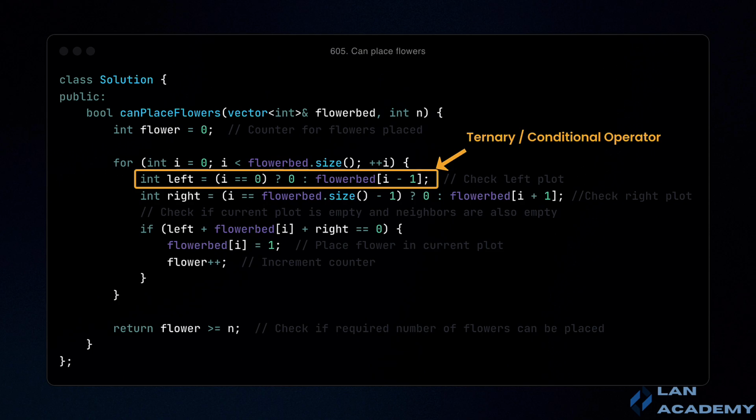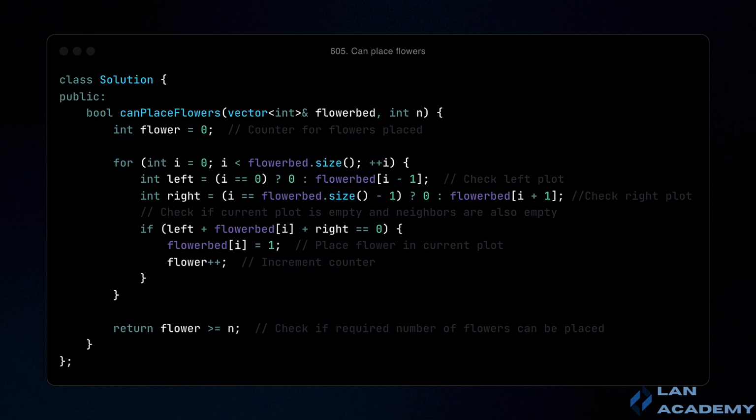Its general form is: if the condition is true, expression 1 is evaluated. If the condition is false, expression 2 is evaluated. This is a way to check if the previous place is empty or not without going outside the bounds of the array, especially for the first element. For the right end of the array, I declared a new integer variable right. If I'm at the last position, i equals flowerbed.size minus 1, there is no position to the right, so I set right to 0. Otherwise, right will be the value from the next position, flowerbed of i plus 1.